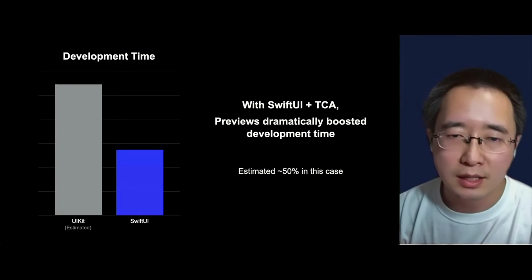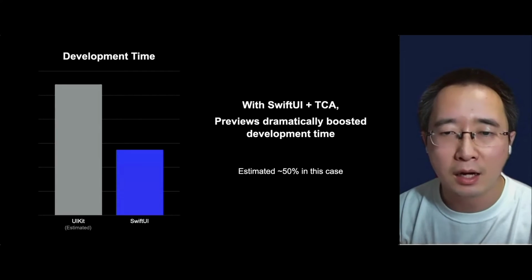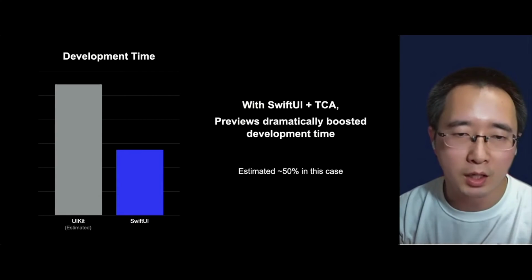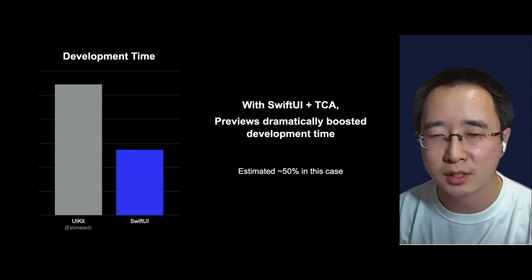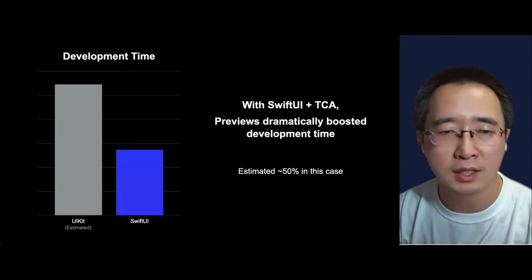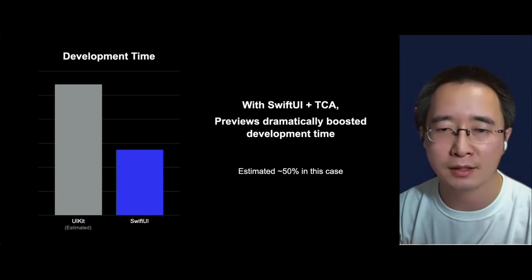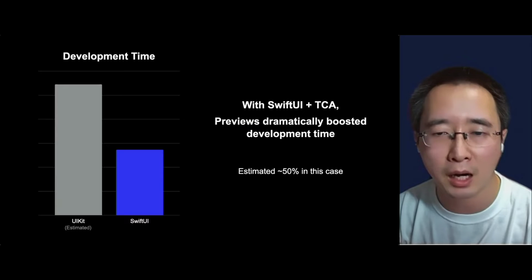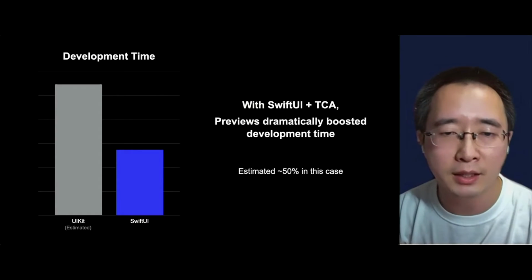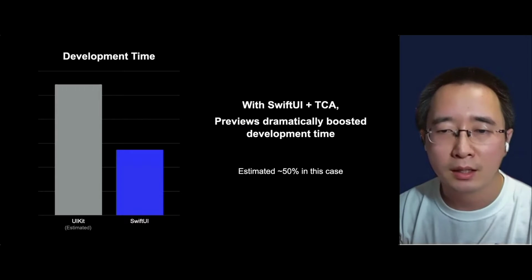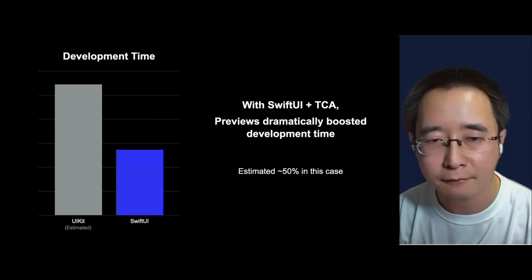After implementing this feature, we looked back on the time we spent on it. Initially, we did an estimation for the task with UIKit. The result of using SwiftUI turned out to require only about half of the time. SwiftUI combined with TCA and Xcode previews dramatically boosted development. Less code, less time, and fewer bugs.